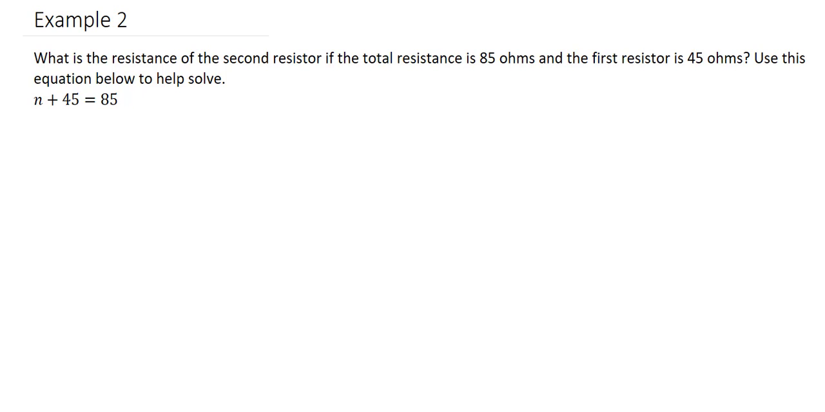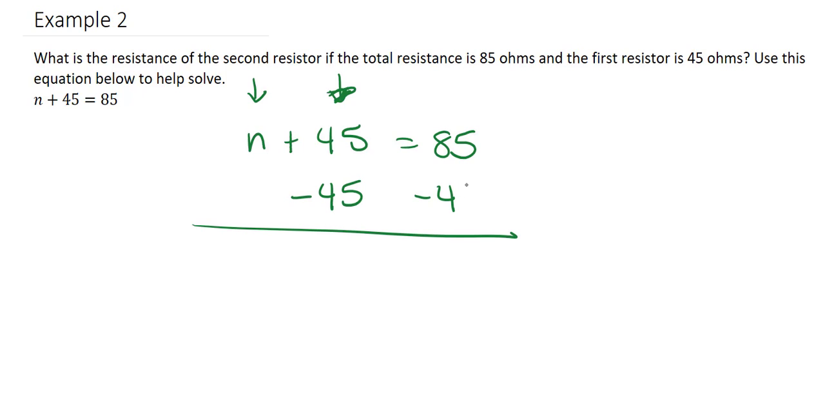Example 2. What is the resistance of the second resistor if the total resistance is 85 ohms and the first resistor is 45 ohms? So we're going to use the equation below to help us solve. So we have n plus 45, and that's equal to 85. Well, we want n by itself, so we're going to go ahead and move this number to the right-hand side. So in order to move it, we need to go ahead and subtract 45 on both sides.